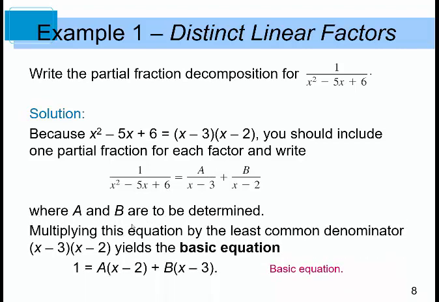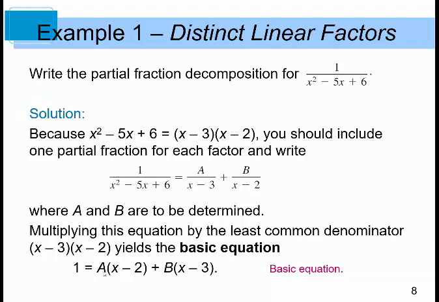All right, so multiplying this equation by the least common denominator, it yields the following. This is our least common denominator, x squared minus 5x plus 6, which is just this. So when I multiply by the least common denominator, this cancels out, you're left with 1. So 1 is equal to a times x minus 2 plus b times x minus 3, because that's the factor it's missing. So now I have this simple equation here. And what I have to do is use this equation to solve for a and b.